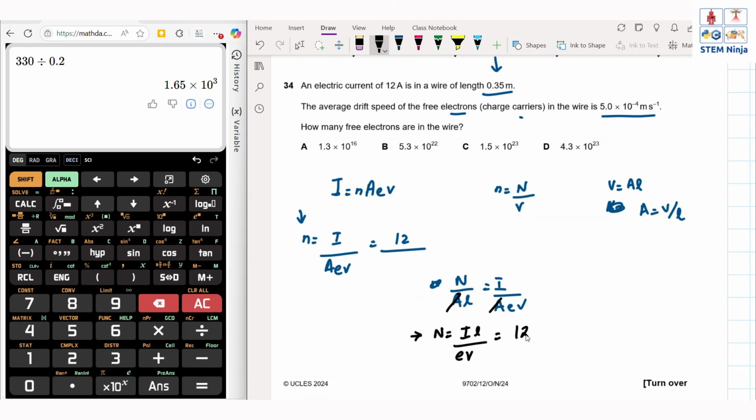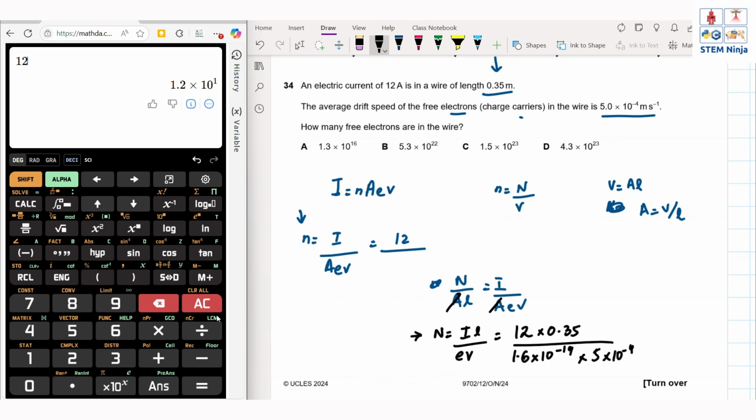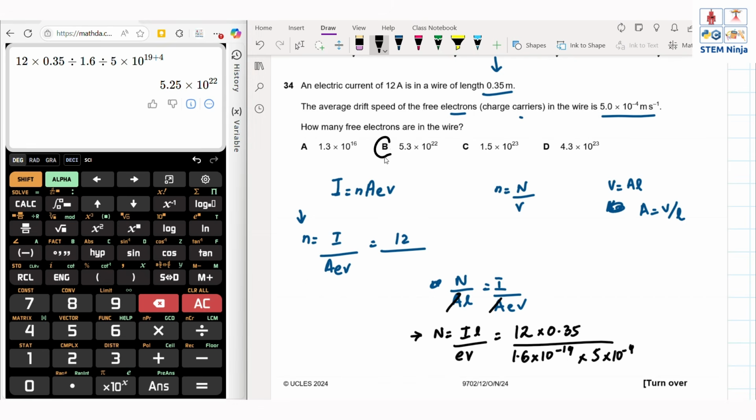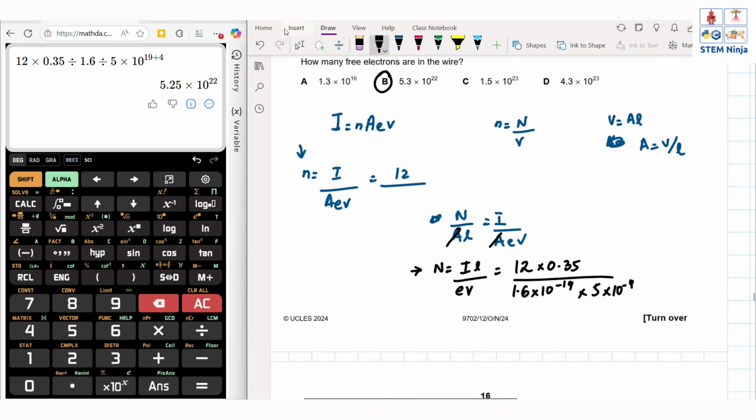So I is 12 amps, length is 0.35, divided by E, which is 1.6 times 10 raised to power minus 19, the fundamental charge, and drift speed is given as 5 times 10 raised to power minus 4. So let's calculate. 12 times 0.35 divided by 1.6 divided by 5, and now we deal with the powers of 10: 19 plus 4. We get 5.25 times 10 raised to power 22. So this is the B part. And that's it. All right, moving on to the next question.